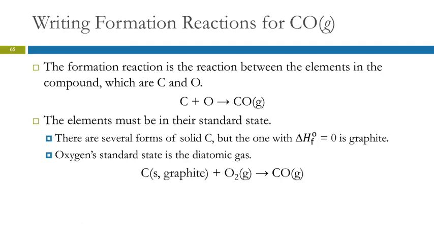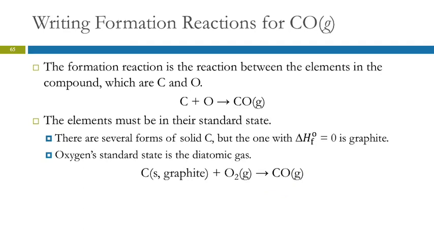So let's write a formation reaction for carbon monoxide. Carbon monoxide is CO, it's in the gas state. First we identify what are the different elements that are in that compound. There's carbon and there's oxygen. And then we have to figure out what are the standard states for those two elements. So for carbon, we talked about this already, it's the solid graphite. And for oxygen, it's O2 in the gas state. That's the regular form, the standard form of oxygen. So now we have our reactants, and this is our product.